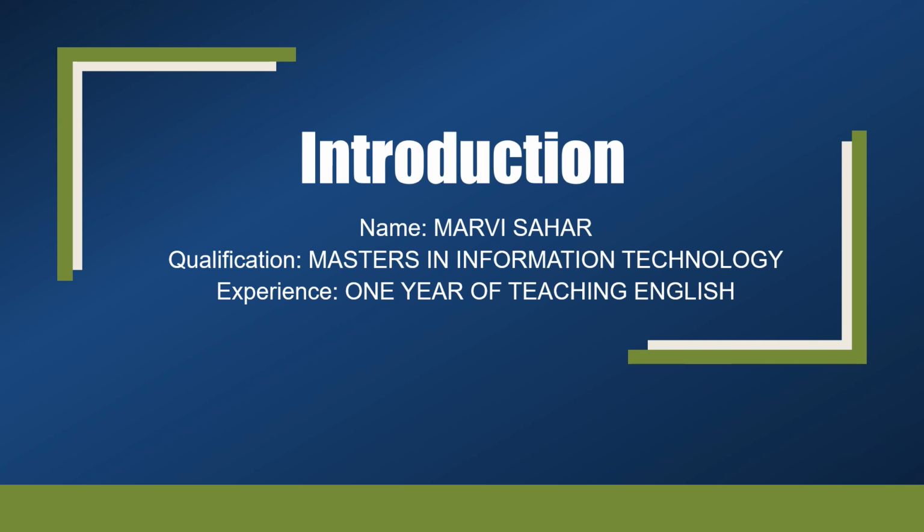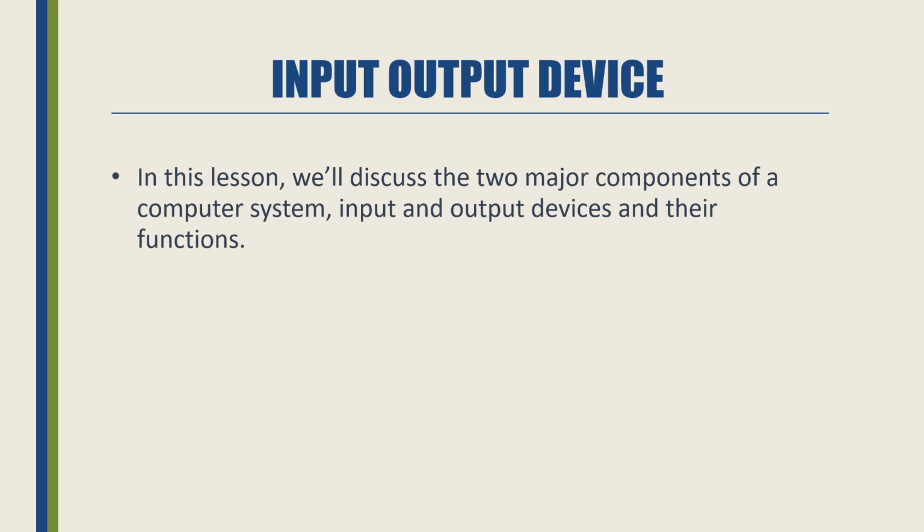Today, I am going to talk about the input and output devices. In this lesson, we will discuss these two major components of a computer. A computer basically consists of three main parts. The first is input, the second is the processing unit, that is the CPU of the computer, and the third is the output devices.